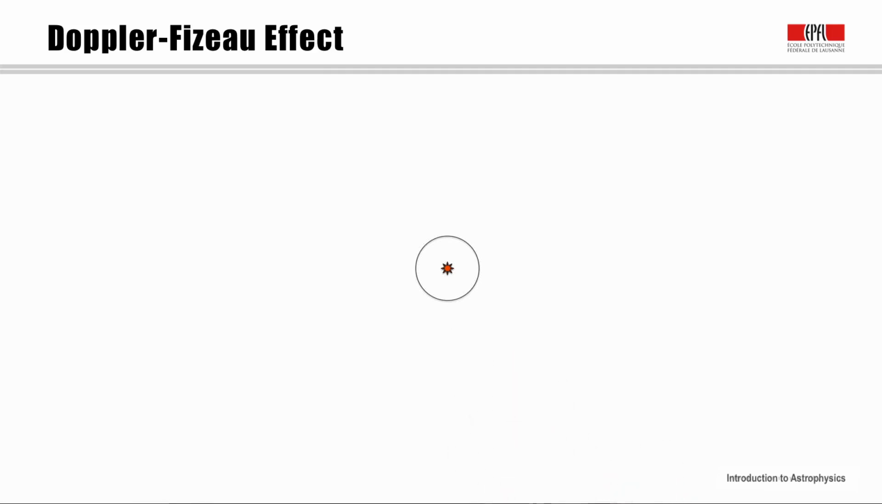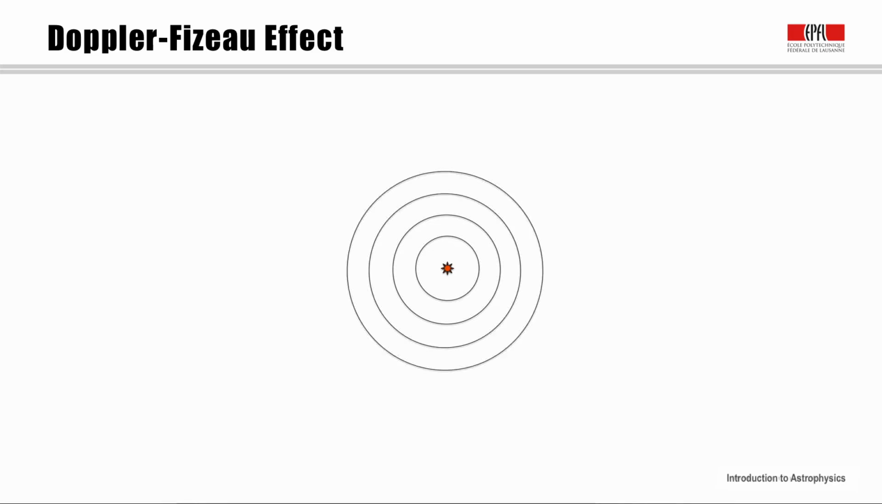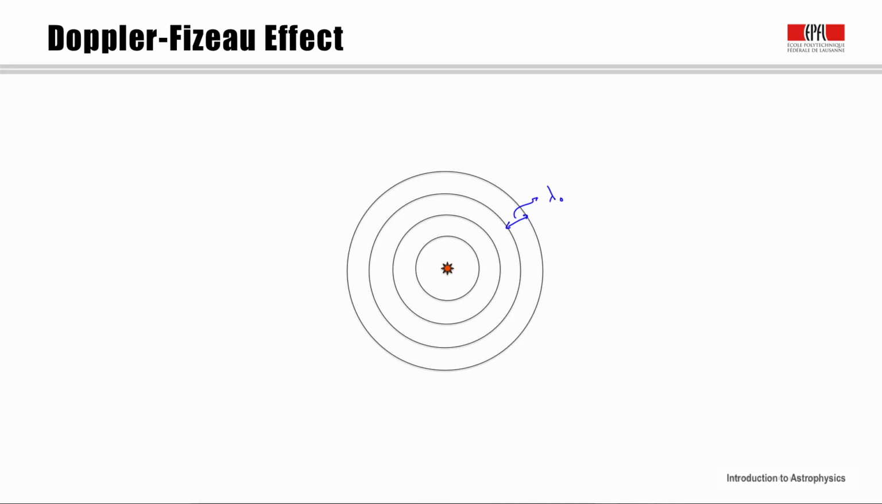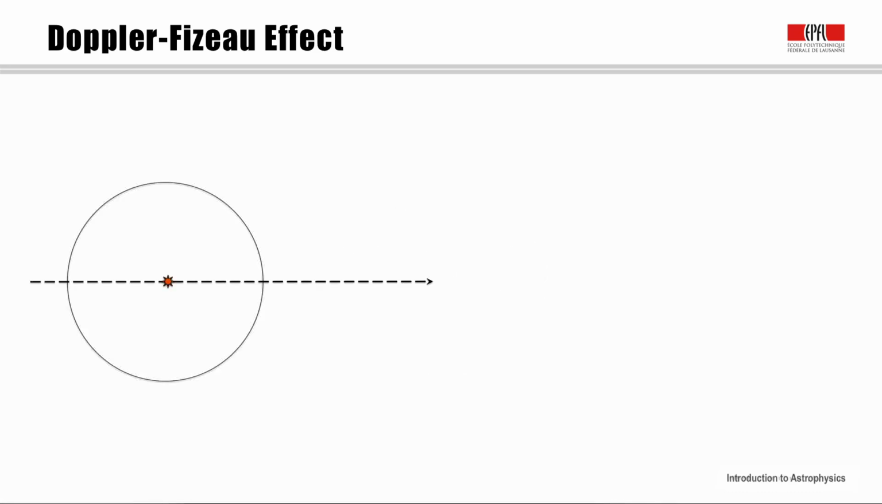Here we have a source at rest emitting a spherical wave with some speed, c, and wavelength lambda 0. Lambda 0 is shown here. So wavelength is the pulsation of the wave. In the case of light, the velocity is equal to c. Now, what is happening when the source moves?